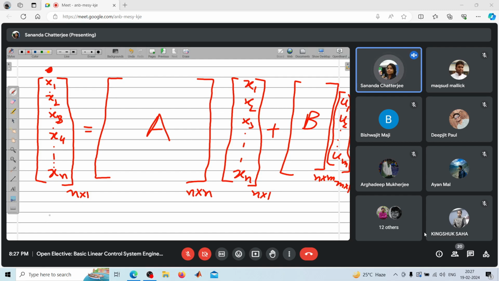And what about the output matrix? Say if we have p number of outputs, y1, y2, y3, like that, p number of outputs, p into 1. This is the dimension of the output vector. Then what will be the dimension of the C matrix? Can you tell me?